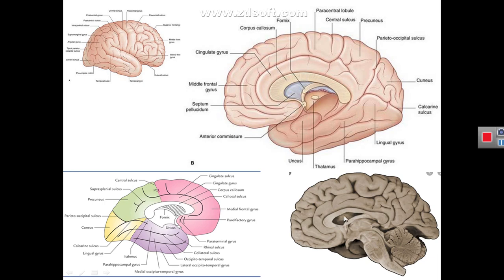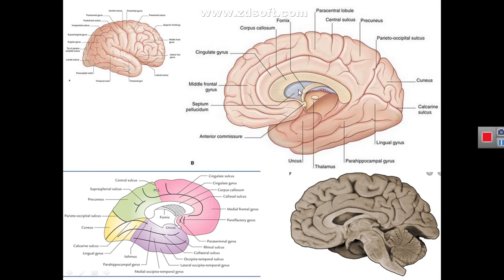As you can see in this figure, this is the corpus callosum: splenium, body, genu, and rostrum. Here the septum pellucidum is ruptured. It is a very thin lamina. And because it is ruptured, deep to it you can see the cavity of the lateral ventricle, which is the cavity of the cerebral hemisphere.